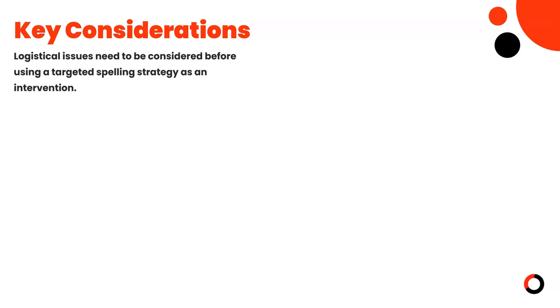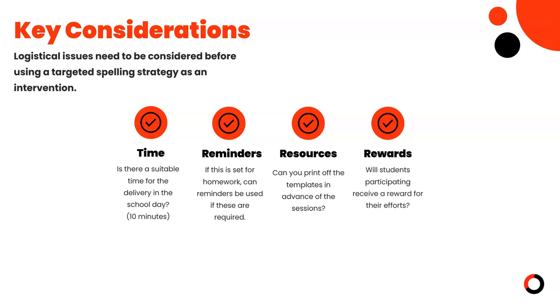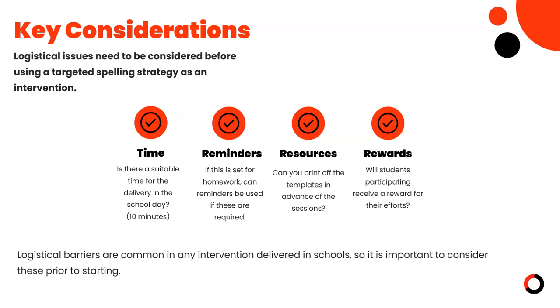Key considerations. Logistical issues need to be considered before using a targeted spelling strategy as an intervention. Is there a suitable time in the day for the delivery? If it's used for homework, will the reminders be set? If you're using the templates, can these be printed in advance? And will you link this to potentially any rewards? So logistical barriers are common in any intervention that's delivered in school, so it's just important to consider these prior to starting.